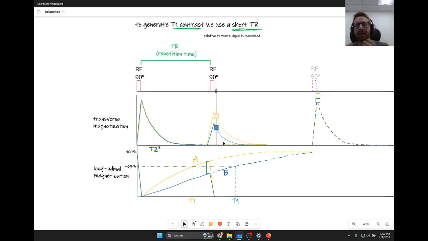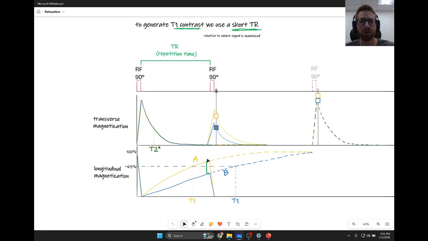So that is the way that we can capture this signal difference in tissues A and B, because we can't measure the longitudinal magnetization directly. Remember, in the longitudinal plane we have B0, and that prevents us from measuring anything directly in the longitudinal plane. So what we do is we just wait for the longitudinal magnetization of A and B to be different, and once it's different, we flip it into the transverse plane so we can capture that difference.